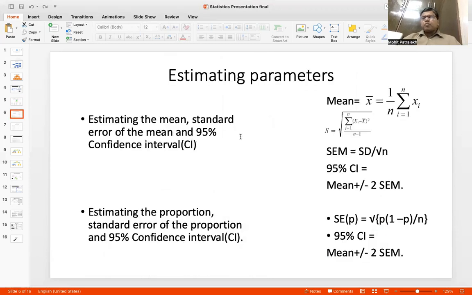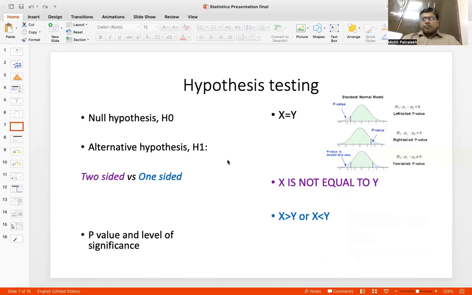The sample estimates of parameters may not coincide exactly with the true values in the population. We calculate a quantity called standard error of the mean, which is equal to standard deviation divided by the square root of sample size. The 95% confidence interval of the mean is the interval within which the true or population mean would lie 95% of the time, if we repeat the sampling procedure infinitely many times. It is obtained by adding and subtracting two standard errors of the mean from the mean. Standard error of proportion is estimated as the square root of p into 1 minus p by n, and its 95% confidence interval is also similarly derived.